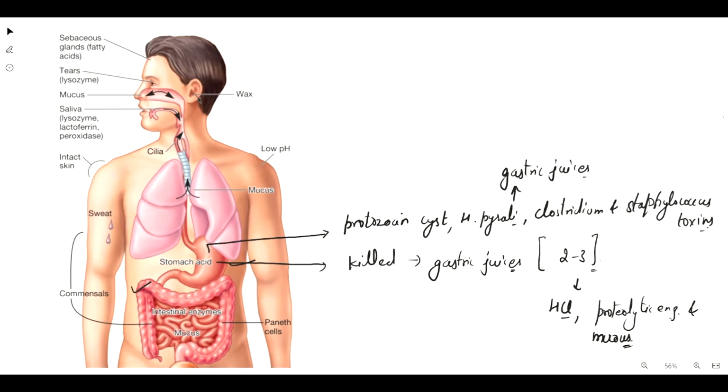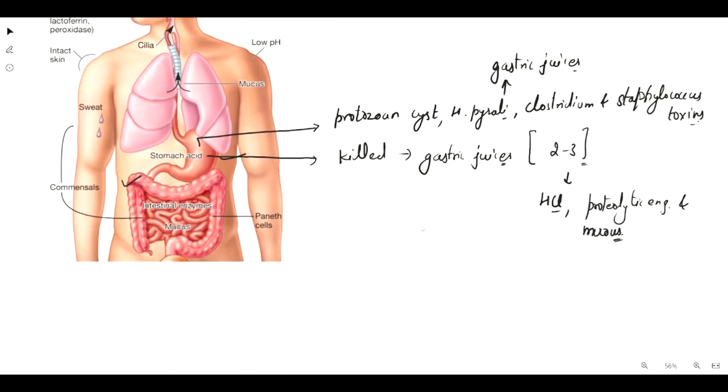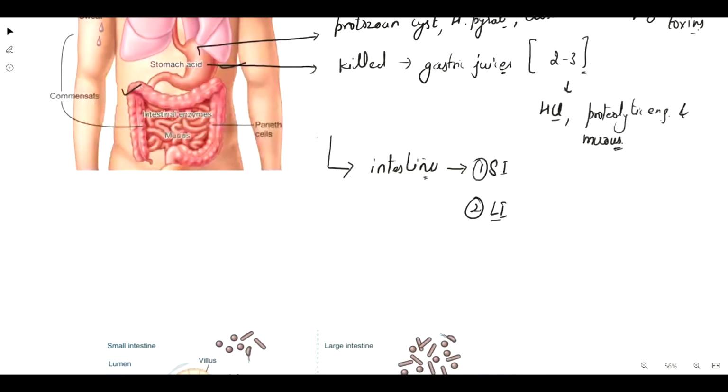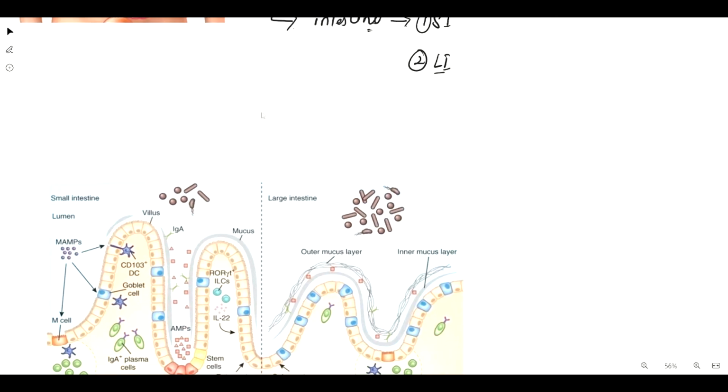Right? So when they actually bypass the stomach, then they further encounter another part of the immune system, which is the intestines. So these intestines also have some specialized types of cells. First of all, they are categorized into two categories. First is your small intestine and second is your large intestine, right? As you can see here in this image, right?